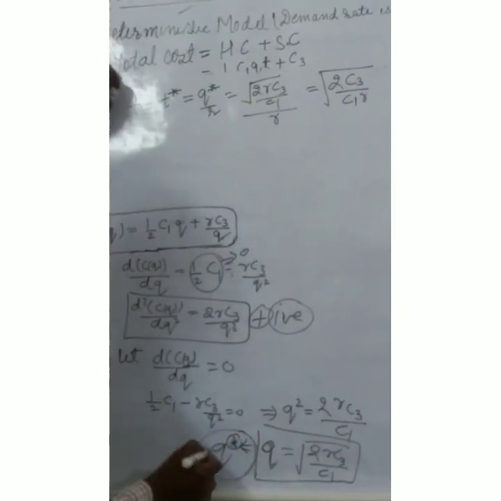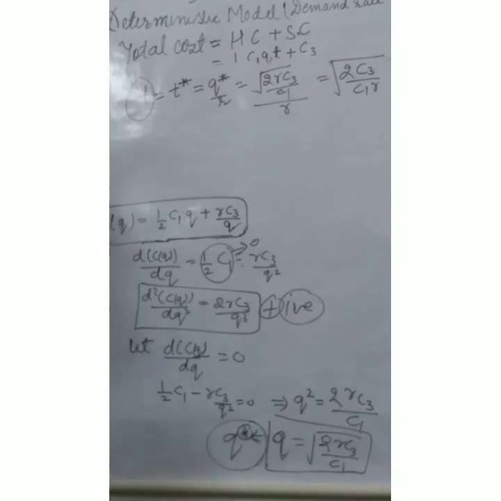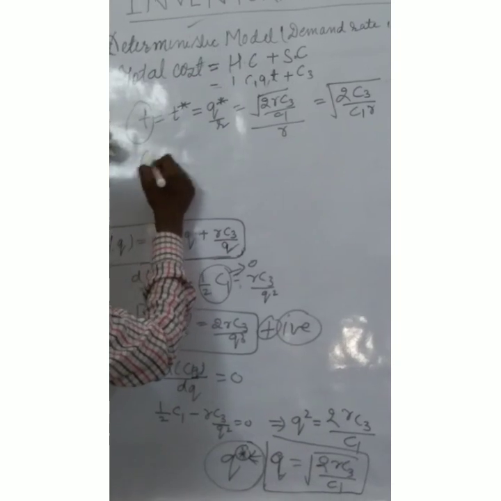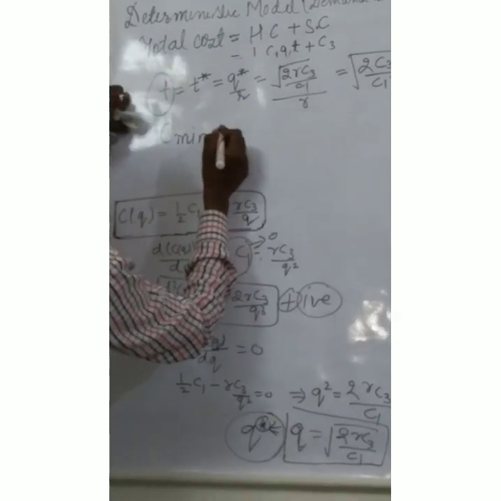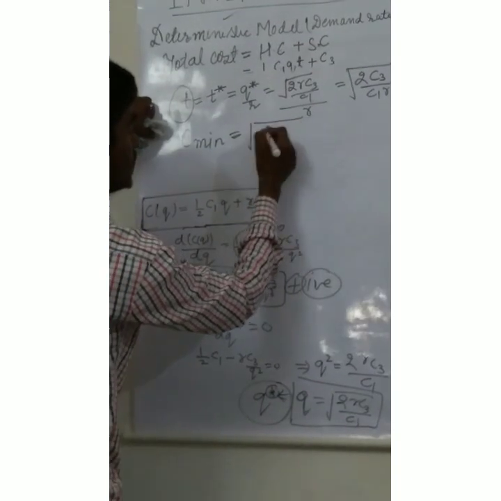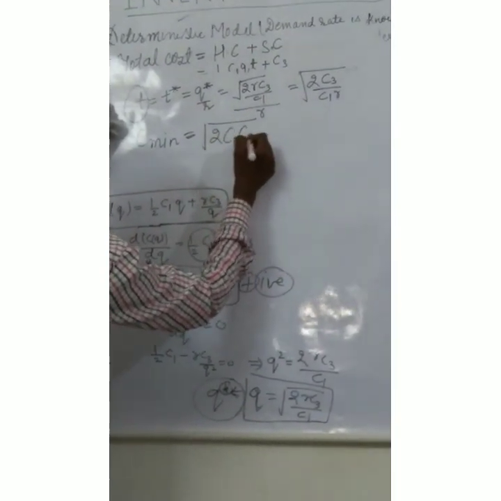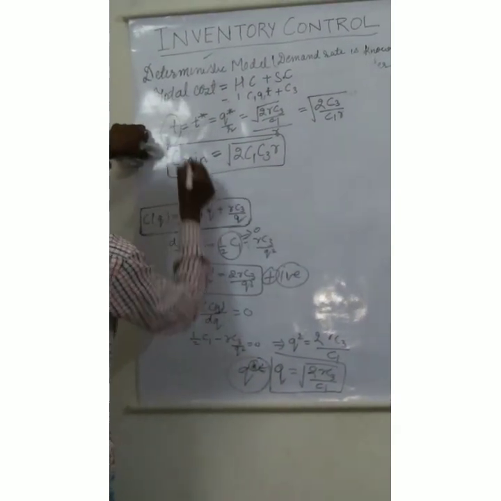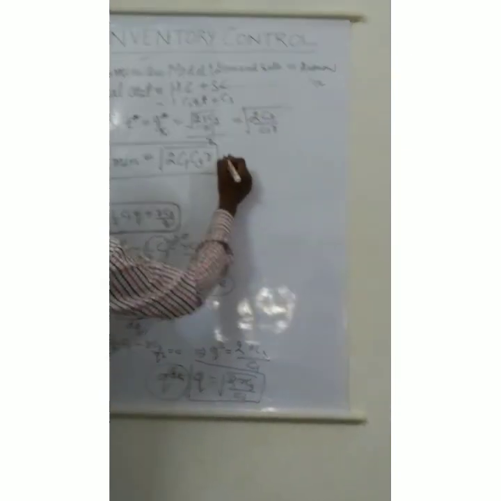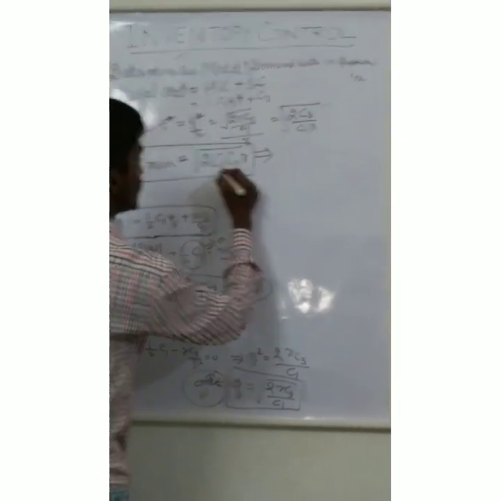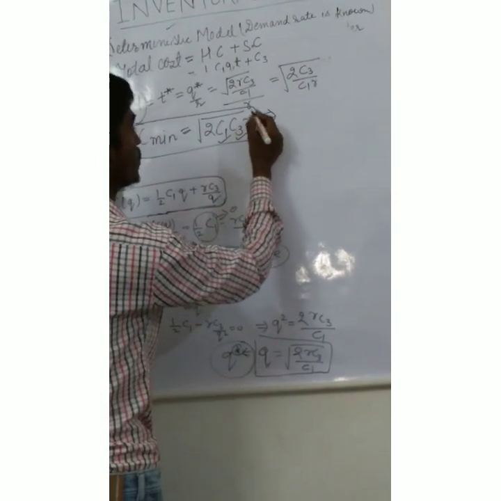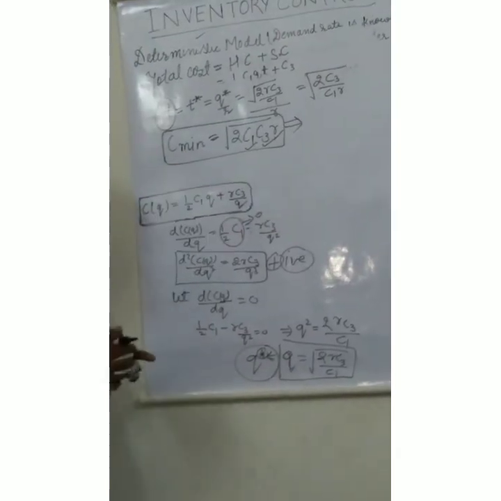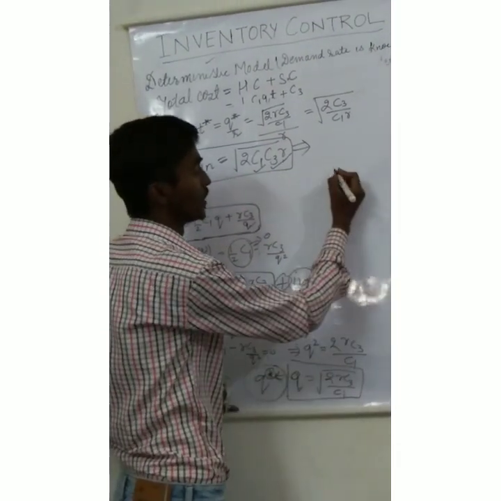Corresponding to the optimum inventory, economic lot size and time, we can also find the minimum cost. When we find C minimum, we get C minimum equal to under root C1 C3 R. This is the minimum cost, where C1 is the holding cost, C3 is the setup cost, and R is the demand. So this is our model 1 of the deterministic model.